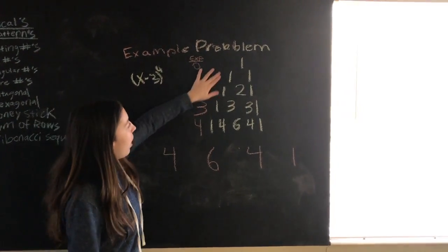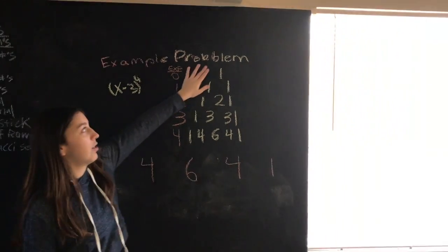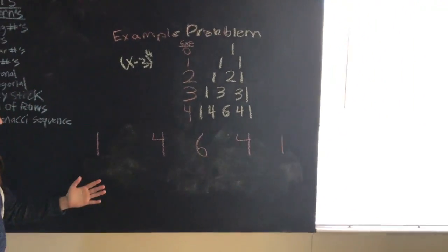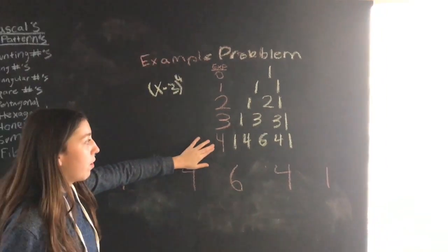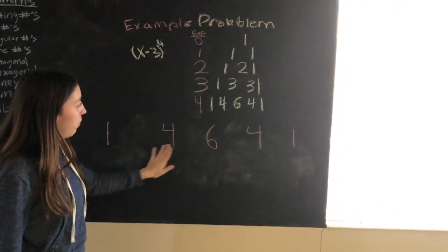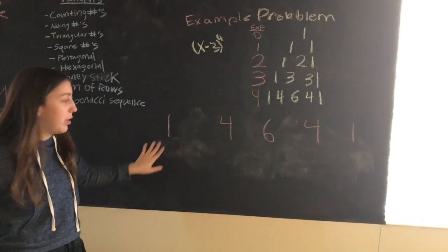So we have here the first 5 rows of, well, 4, because this counts as row 0, of Pascal's triangle. And since we want to go to the exponent 4, we're going to use the 4th row numbers. So we're going to use 1, 4, 6, 4, and 1. And you want to have a lot of space because you're going to be doing a couple of steps with these.